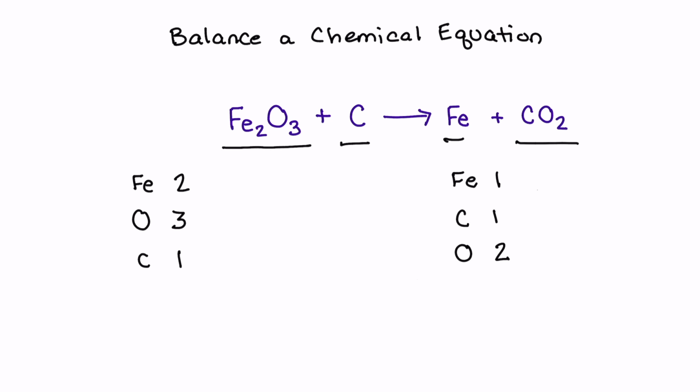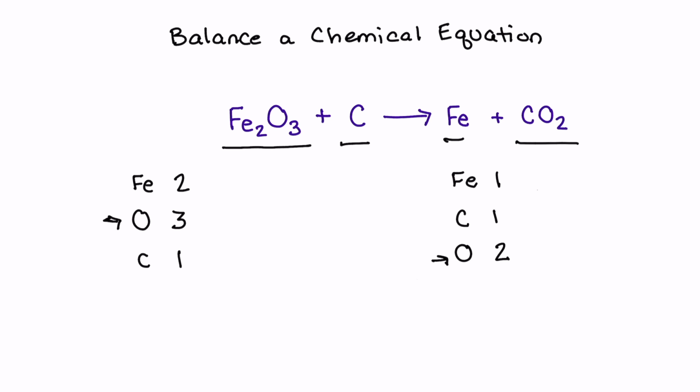Now, what I like to look at first are the things that have the biggest numbers on them. That helps me with balancing my equations faster. So I'm actually going to start by looking at these oxygens here because we've got 3 on one side and 2 on the other. I need to think about what's the least common multiple of 2 and 3. Now, the least common multiple of 2 and 3 would be 6, right?